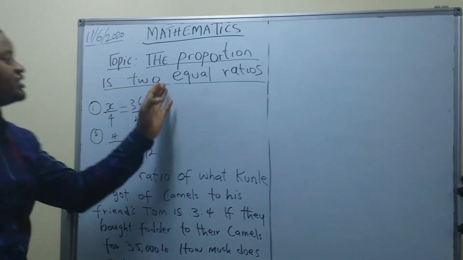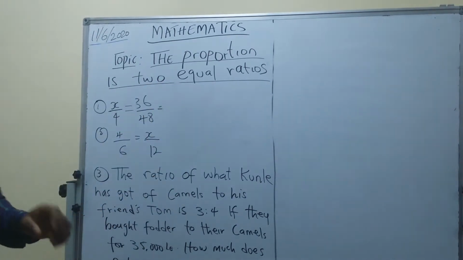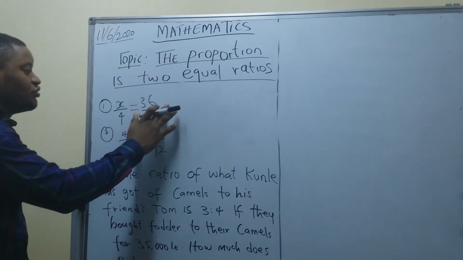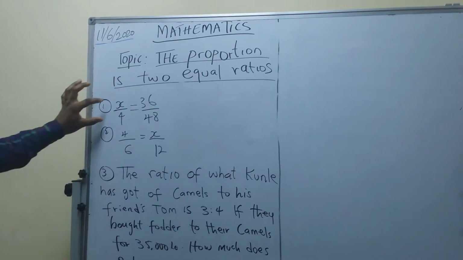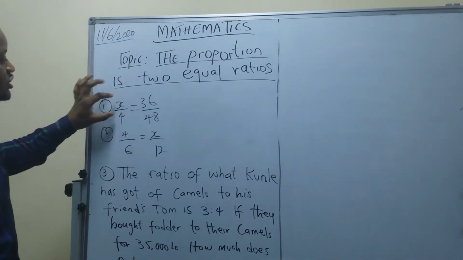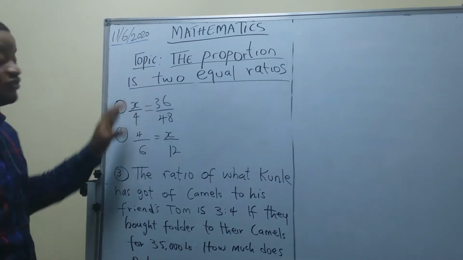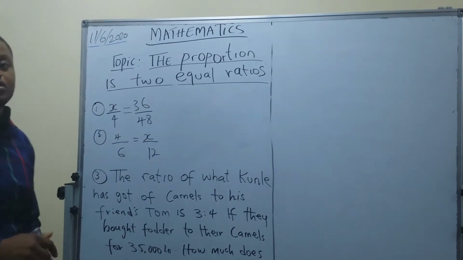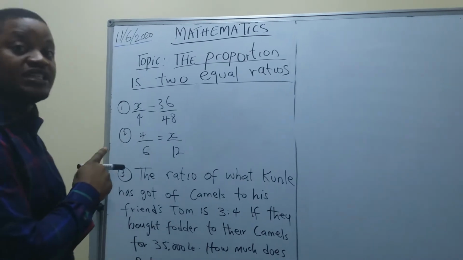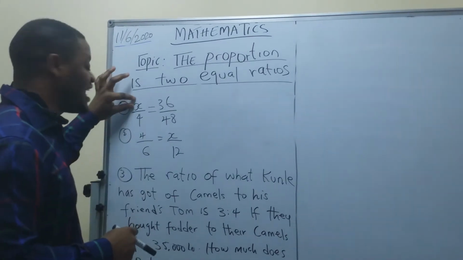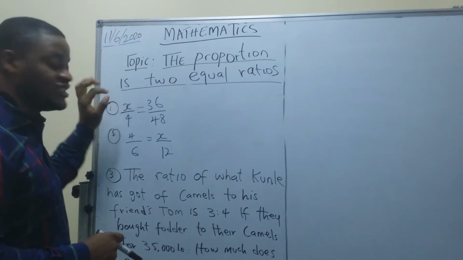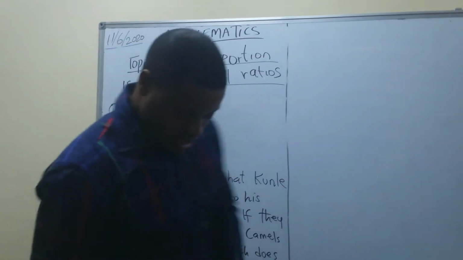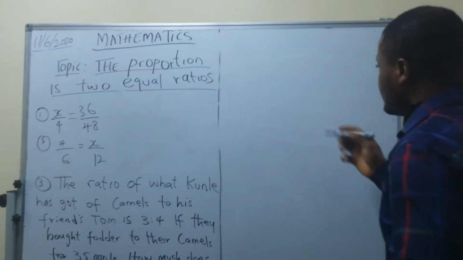Now, what do I mean by this topic? We have number one as x over 4 is equal to 36 over 48. We have two different fractions here. There is one number missing in this question, which is what? X, the value of x. What is the value of x in this fraction? So I'm going to solve number one here.